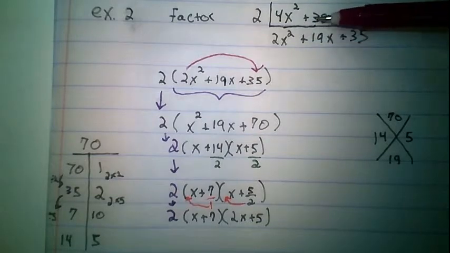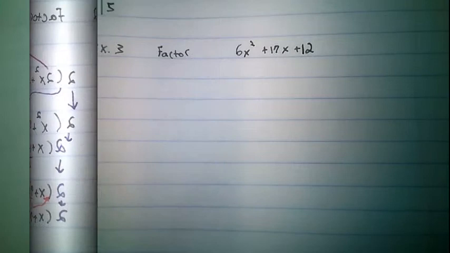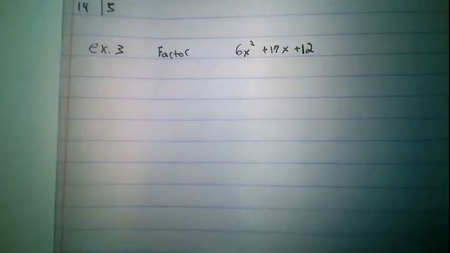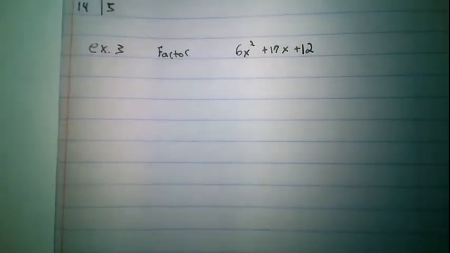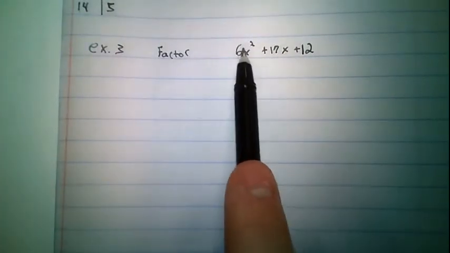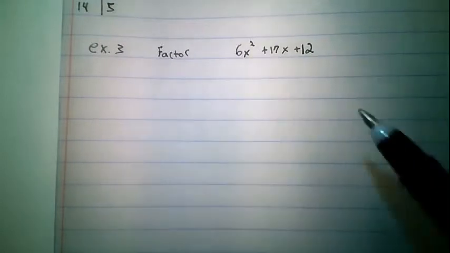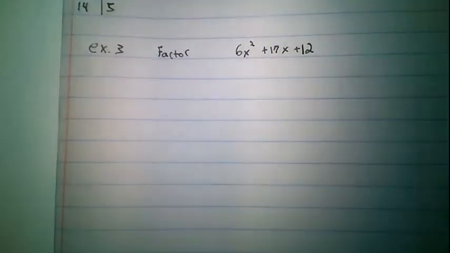Our final example before you do the on your own problem is to factor 6x squared plus 17x plus 12. So we first want to look and see if there's a greatest common factor we can take out. No variable we can take out, but numbers 6, 17, and 12, so there's no common factor in there. So there's no greatest common factor.